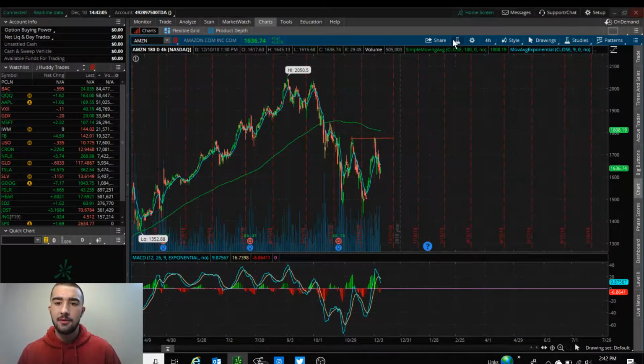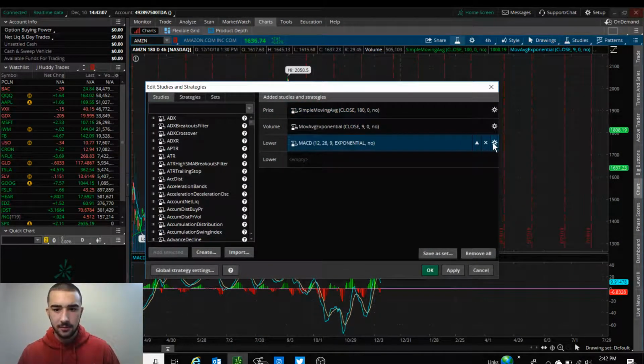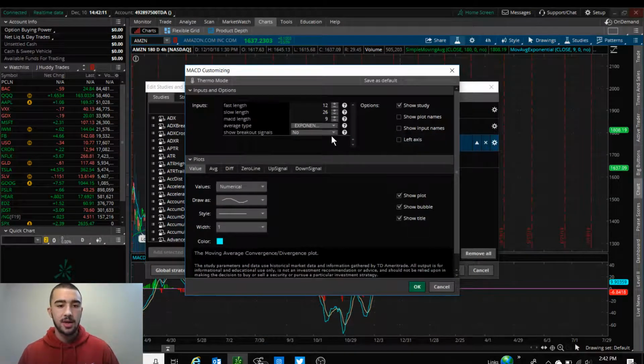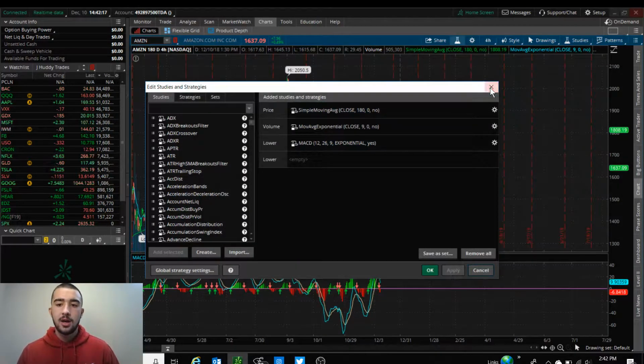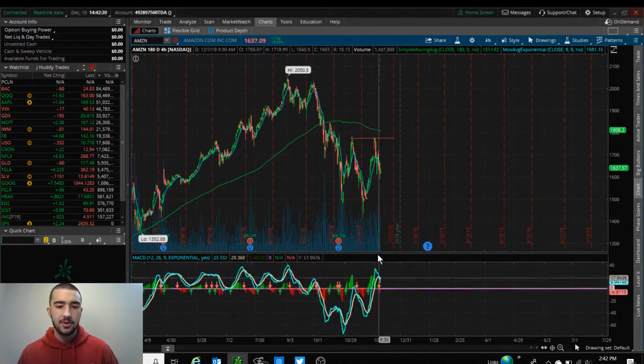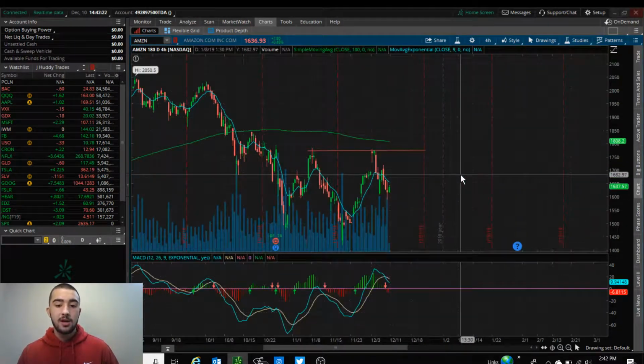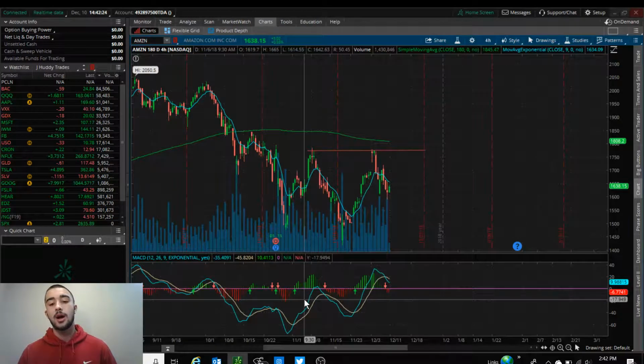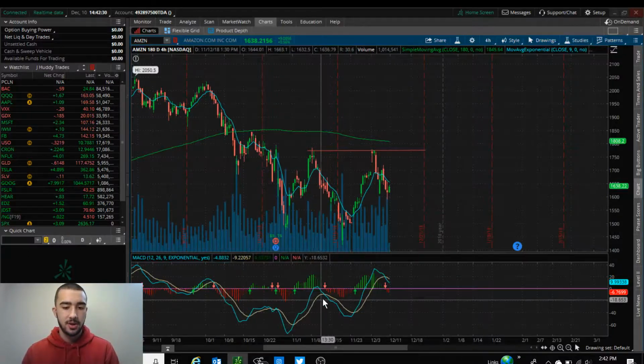They actually have a setting on here, I believe. If you go back to your studies, go to your MACD, go to settings, they have show breakout signals. If you put that on, click OK, click apply, it's going to show you these little arrows. So they even take it a step further to make it easier for traders. Obviously, don't go 100% off of what this indicator is telling you. But like I said, just use it for reassurance.